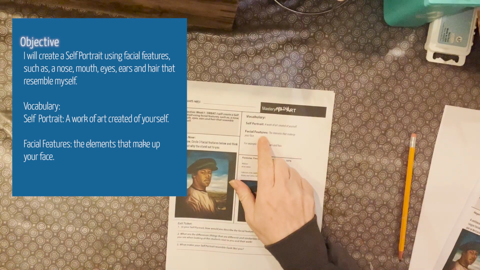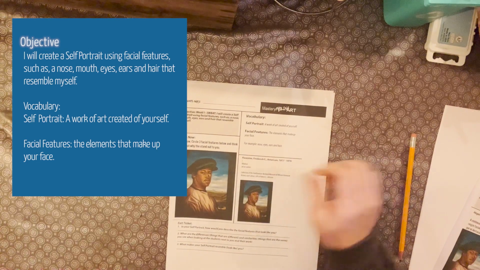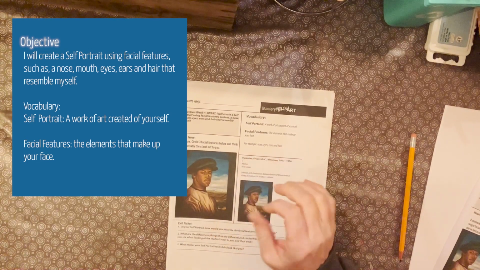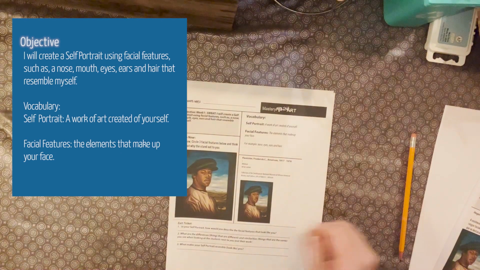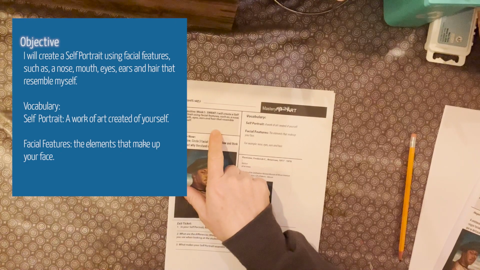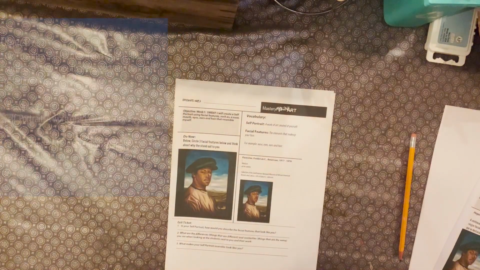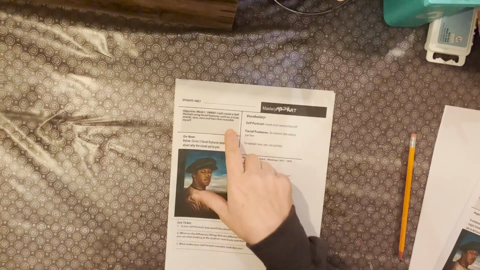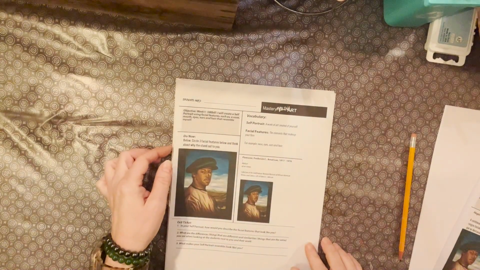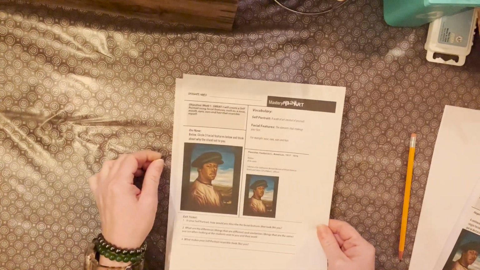And your facial features, we're going to focus on them, the elements that make up your face. For example, the nose, ears, eyes, and hair. Okay, so when we look at our objective, we already talked about our objective, but we're going back to it because we're going to start now. It says, I will create a self-portrait using facial features. So when you're looking at your face, what does your face comprise of, such as your nose, mouth, eyes, ears, hair, that resemble yourself. So I'm just repeating myself there a little bit so you understand.